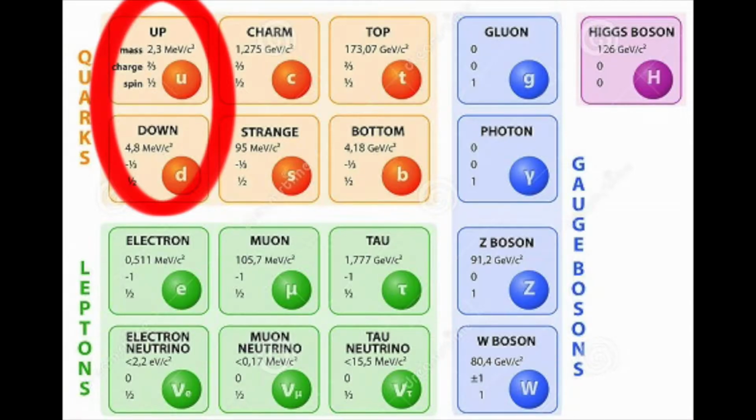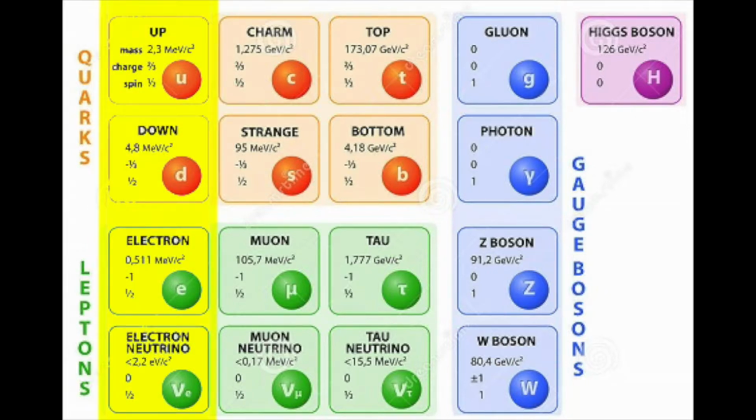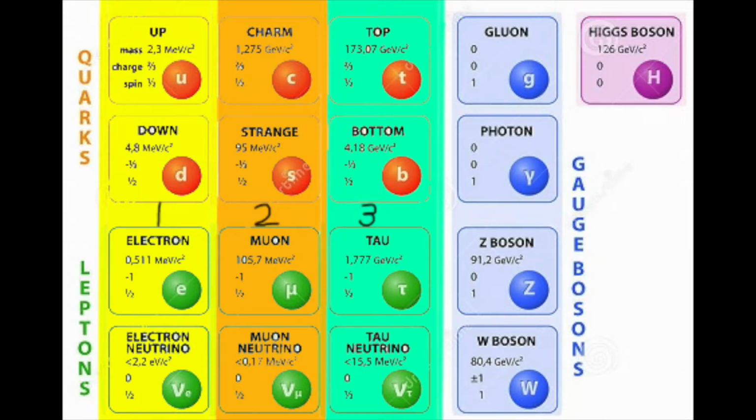Now let's talk about protons and neutrons. Protons and neutrons are composed of up and down quarks. Notice up and down quarks are in the same column as the ordinary electron. The first three columns represent the three generations. The first column is the first generation, or the smallest weight.